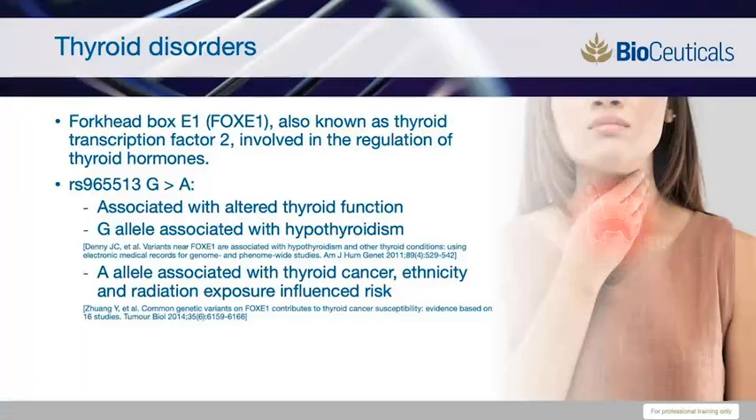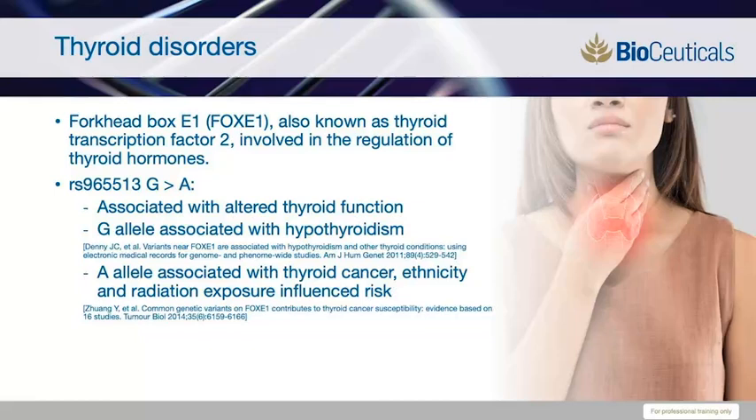In relation to thyroid disorders, there is a particular gene, FOXC1 or forkhead box C1, also known as thyroid transcription factor, and this is involved in the regulation of thyroid hormones. So there's a particular SNP that is associated with altered thyroid function, and in this case it's actually both the wild type and the variant that can have an effect or has shown to have an effect on health in the published literature.